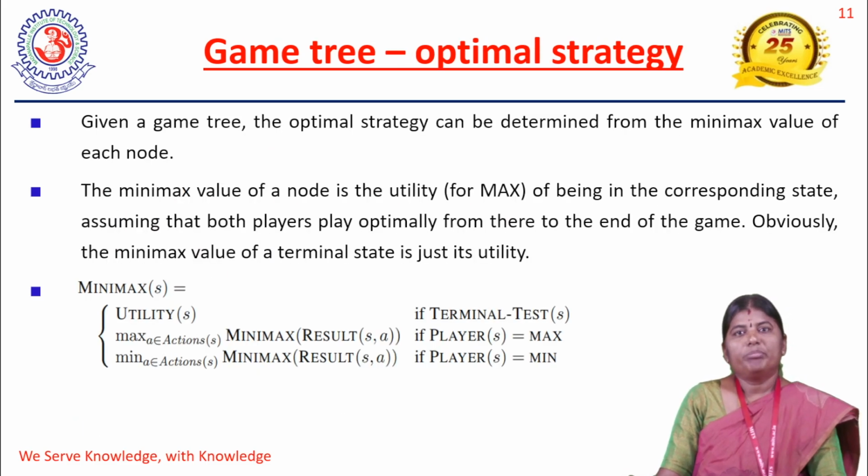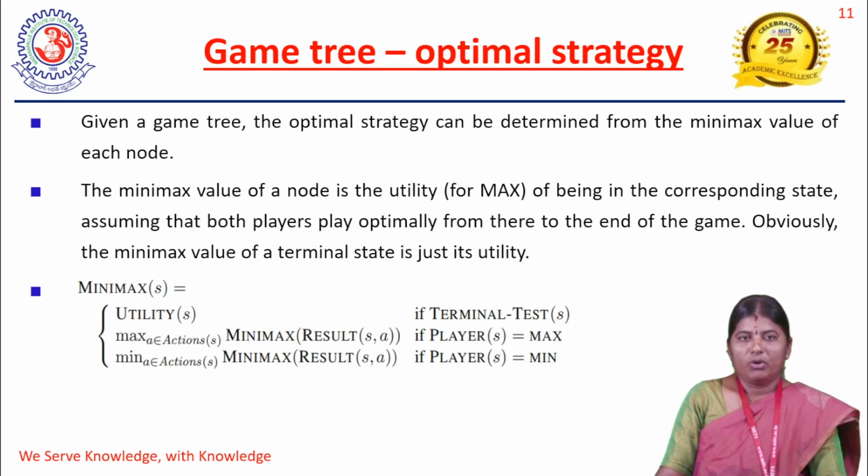How could you achieve that optimal strategy? The optimal strategy can be determined from the minimax value of each node. How can you find the minimax value? It is the utility of being in the corresponding state, assuming that both players play optimally from there to the end of the game, which we call terminal. Obviously, the minimax value of a terminal state is just its utility. The max player always maximizes his welfare, and the min player aims to get the minimum loss.